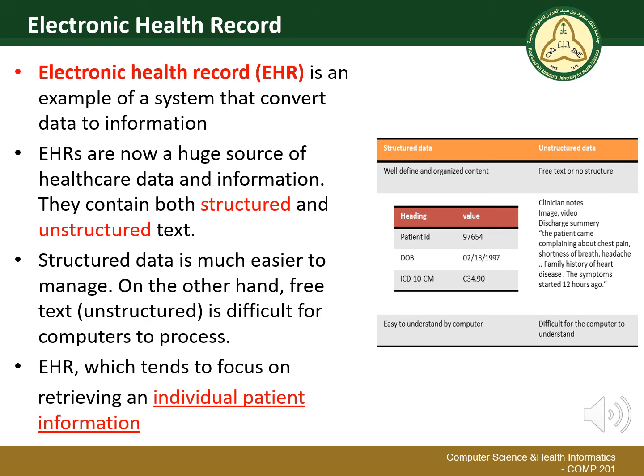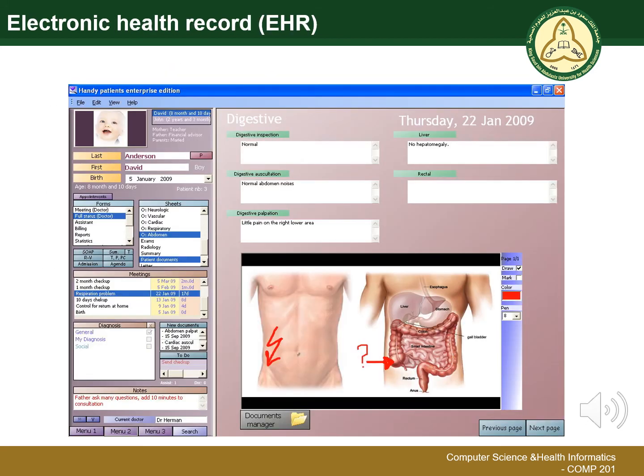Electronic health record tends to focus on retrieving an individual patient's information. So electronic health record used to store the patient data and convert it to information. This is the interface of the electronic health record where we can store the patient information. As I said, an electronic health record converts data to information.